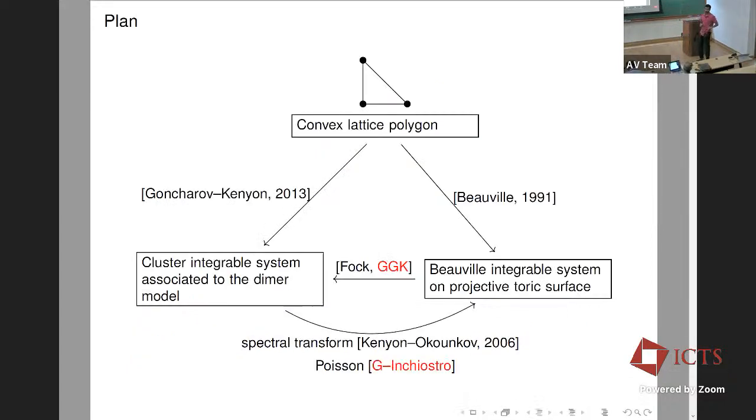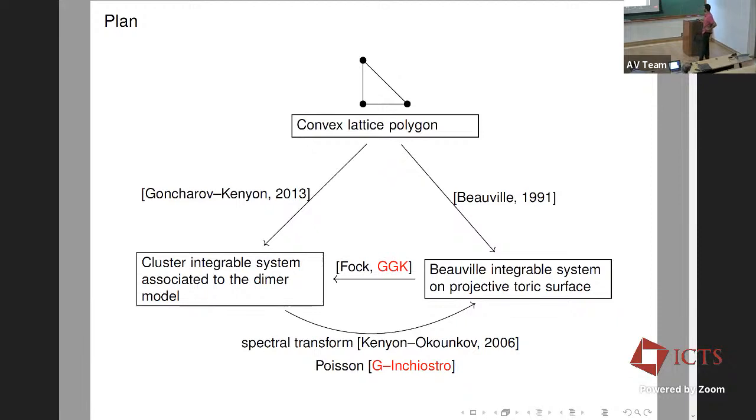Start with a convex lattice polygon in the plane. What this means is all the vertices of this polygon are lattice points, like this polygon over there. There are two ways to get an integrable system out of it. The first construction is from combinatorics, and it's due to Goncharov and Kenyon. It proceeds via what is called the planar dimer model, a certain model in statistical mechanics, and it produces something called a cluster integrable system.